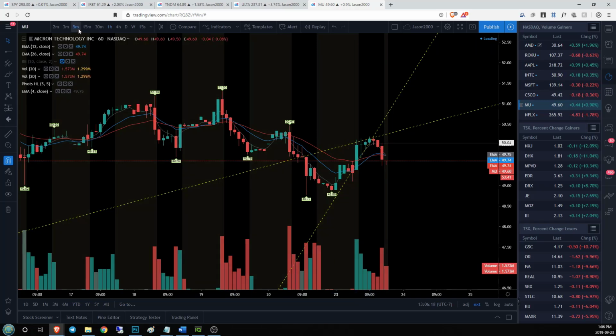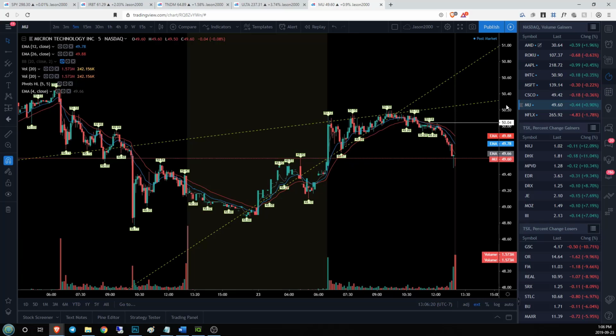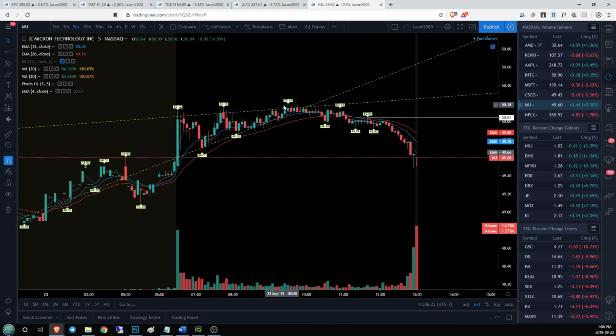Look for some setup or weakness on the 5-minute time frame. We have our ascending wedge. Wait for that break. Watch those trends and just keep playing.